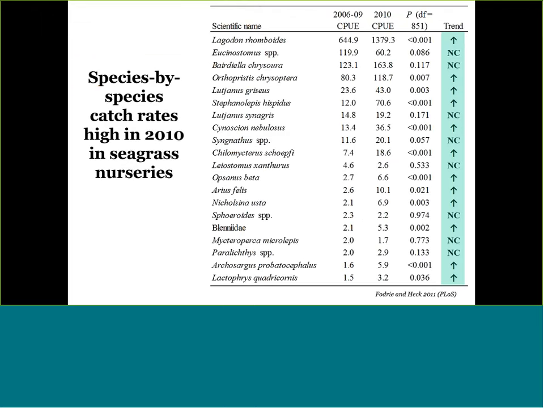So here's a list of all the most common types of fishes. This includes things like pinfish at the top, Lagodon rhomboides. There is a mahara, and there's some cyanids.